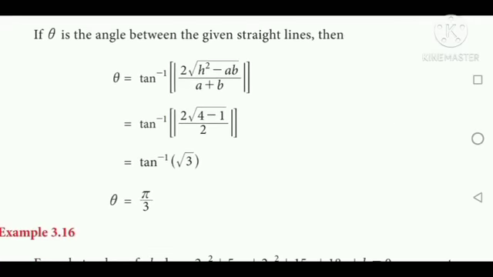Tan inverse root 3. Root 3 is nothing but pi by 3. Pi by 3 is nothing but 60 degree. Okay, 180 by 3, we are getting 60 degree. Therefore, theta equal to 60 degree.